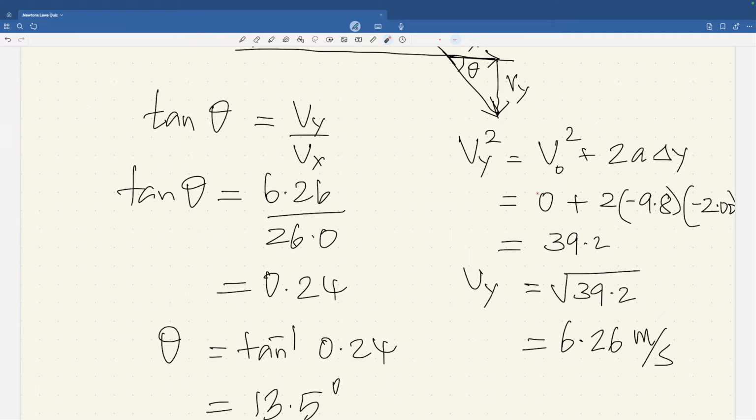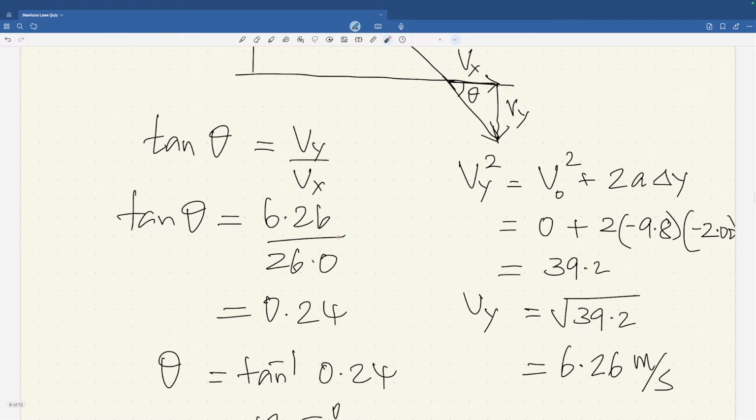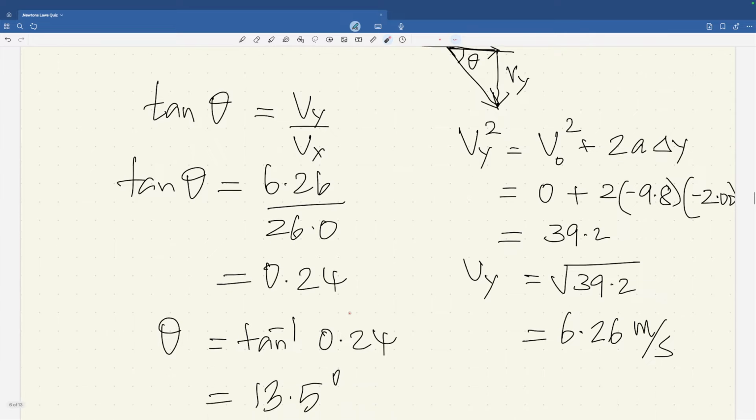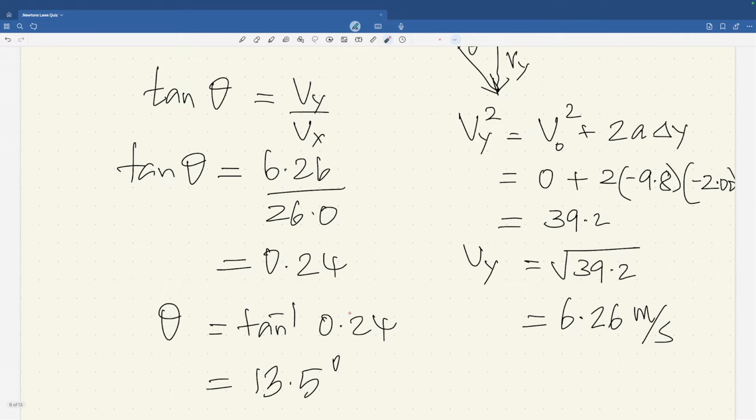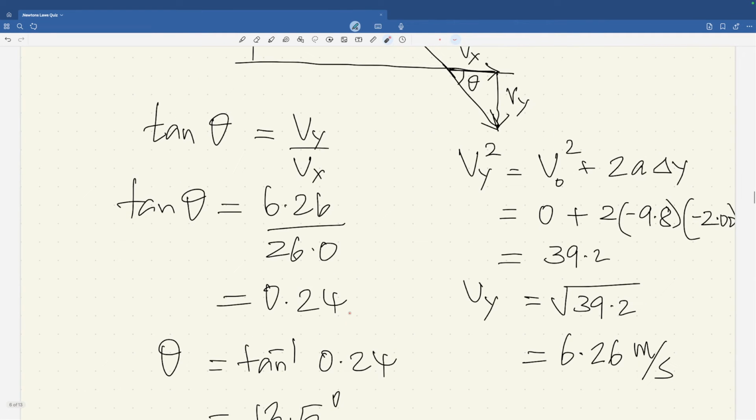So once you have V sub y and V sub x, you see that triangle there. And from that triangle, tan theta is opposite side by adjacent side. So that's what I've done here. And when you do the calculations, you get 0.24. Take the tan inverse of that, and you get 13.5 degrees. So that is the angle below the horizontal at which it hits the ground.